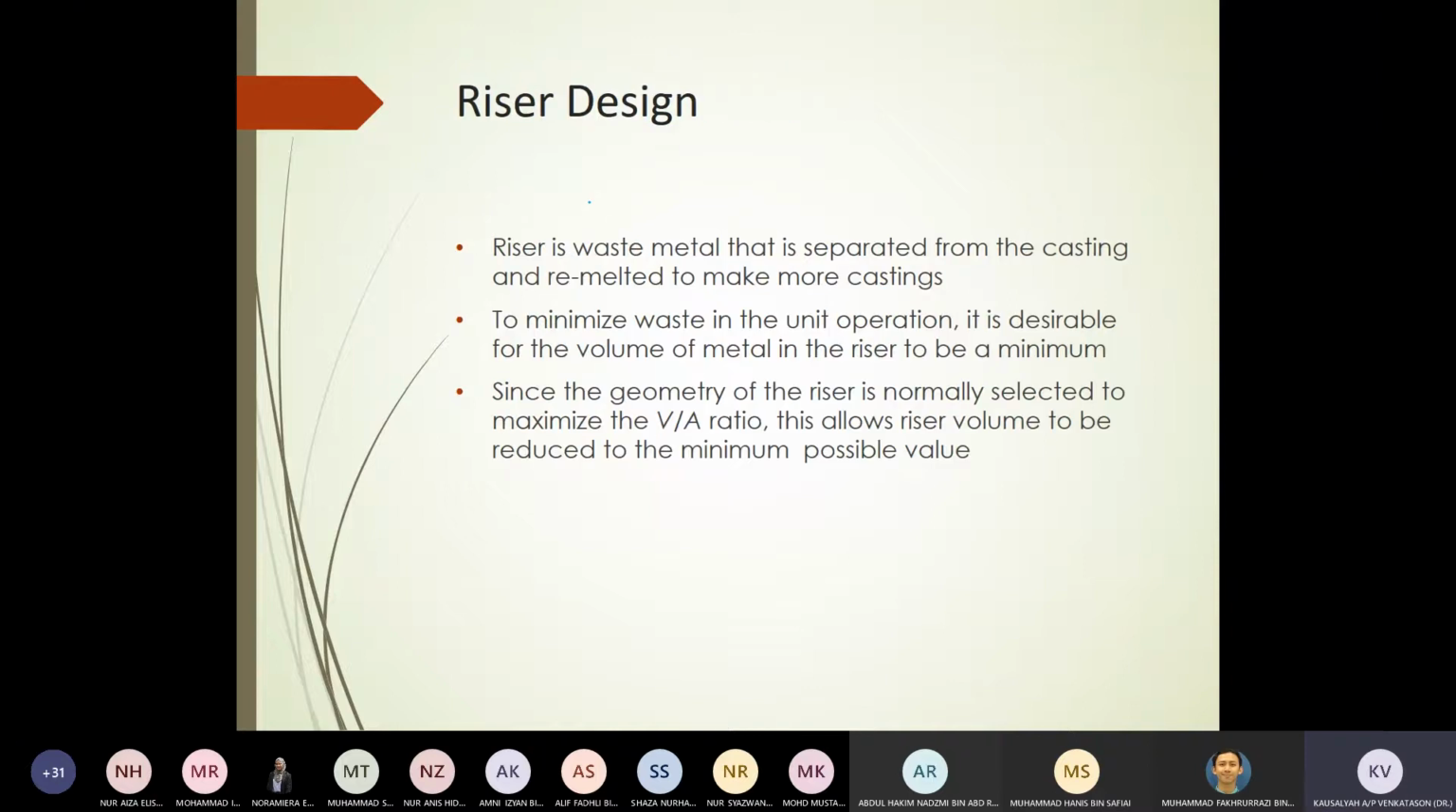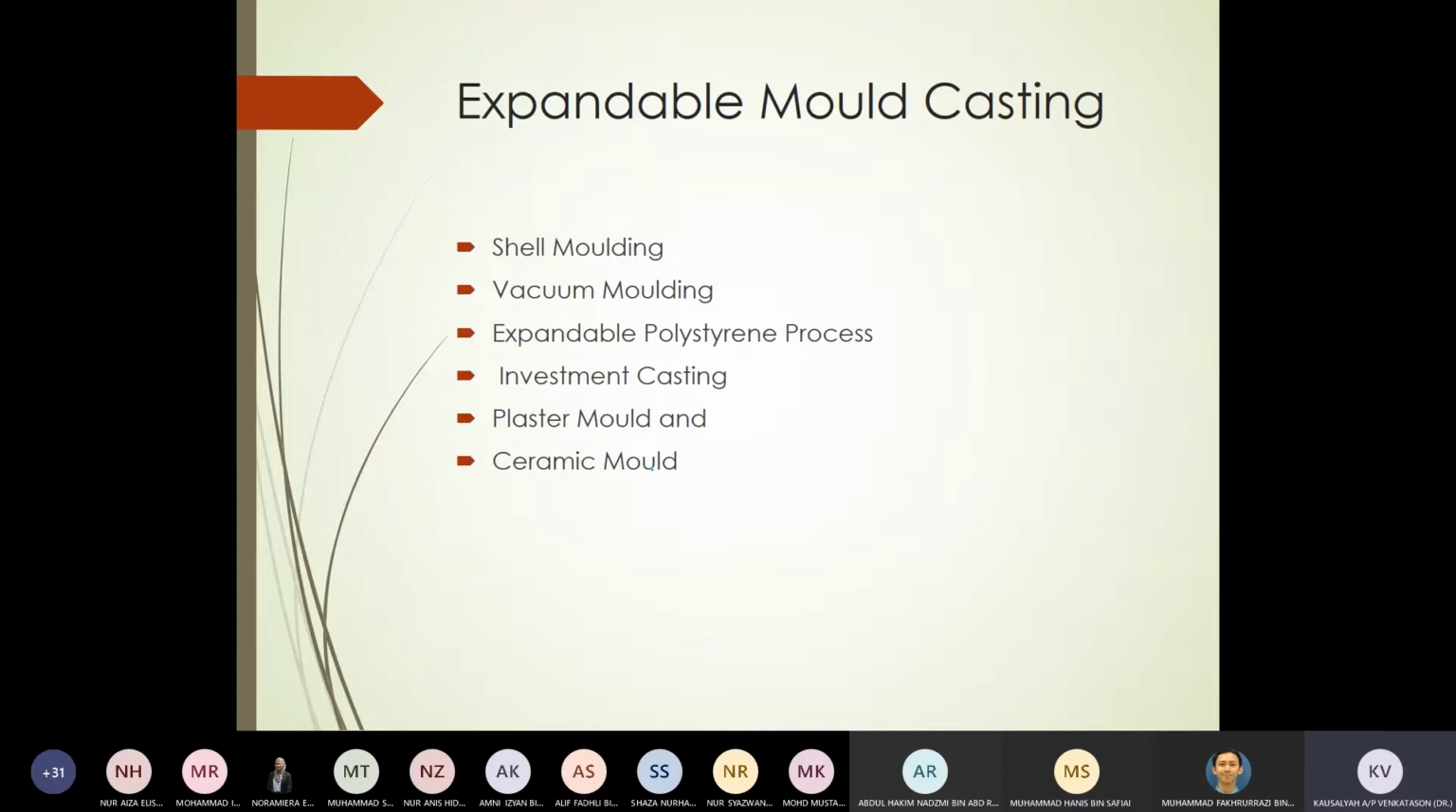Then we have the riser design. It is waste metal that's separated from the casting and remelted to make more castings. To minimize waste in the unit operation, it is desirable for the volume of the metal riser to be minimum, yet sufficient to ensure that the solidification process occurs properly. Since the geometry of the riser is normally selected to maximize the volume over area ratio, this allows the riser volume to be reduced to the minimum possible value.